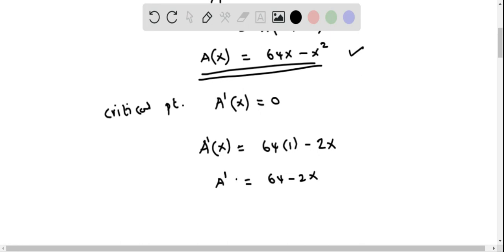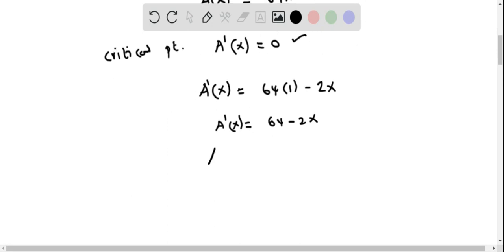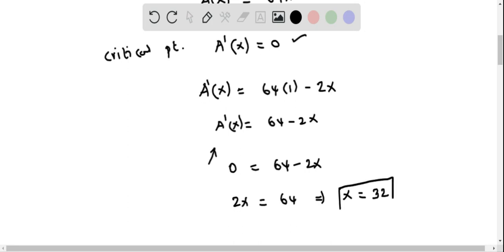This is the derivative of the area function. And since we have to set A prime of x equal to 0, we get 0 equals 64 minus 2x. Adding 2x on both sides, we get 2x equals 64. And now dividing by 2 on both sides, we solve for x. That is x equals 64 divided by 2, which equals 32. So basically, this is the critical point of the area function.